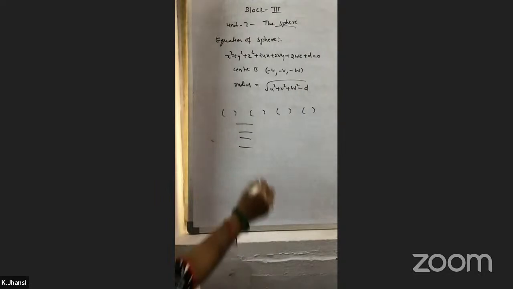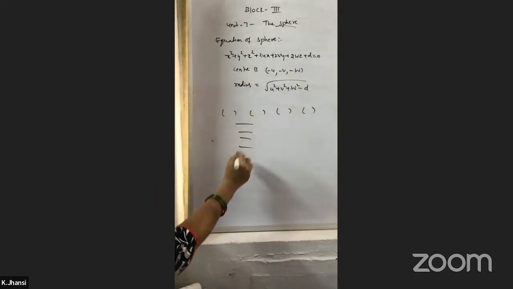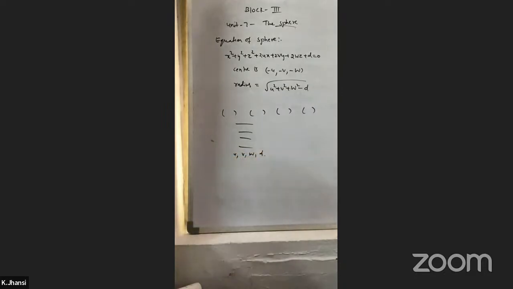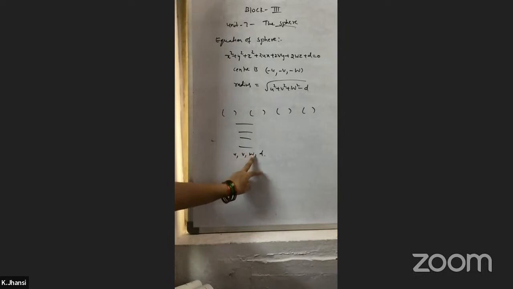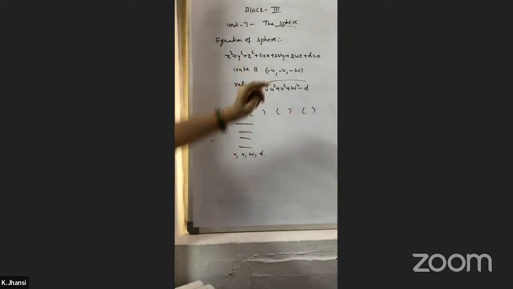From the 4 equations, if you solve them, you will get the u value, v and w and also the d value. If you substitute u, v, w in the standard equation of the sphere, then you will get the equation of the sphere.